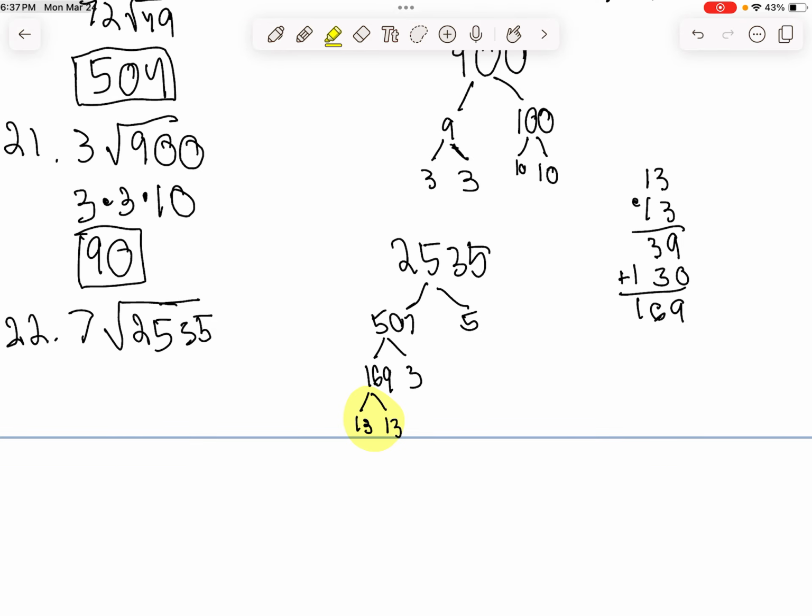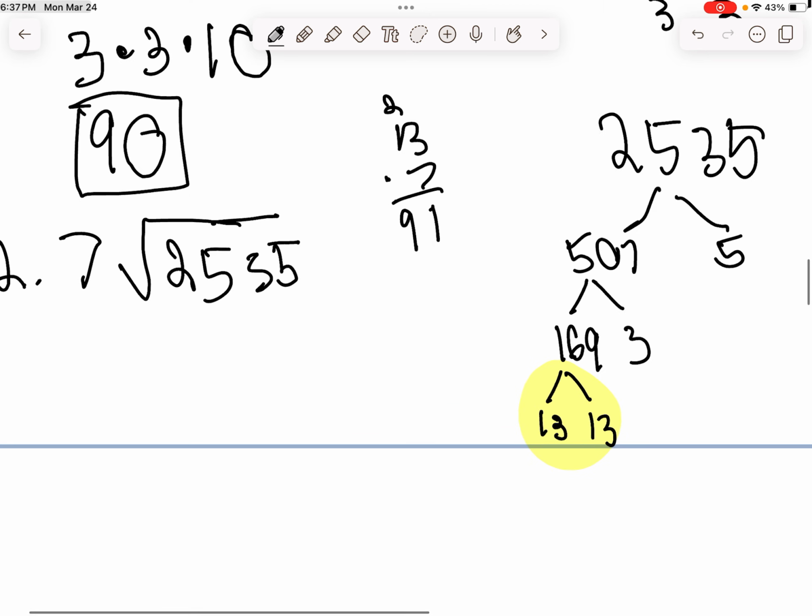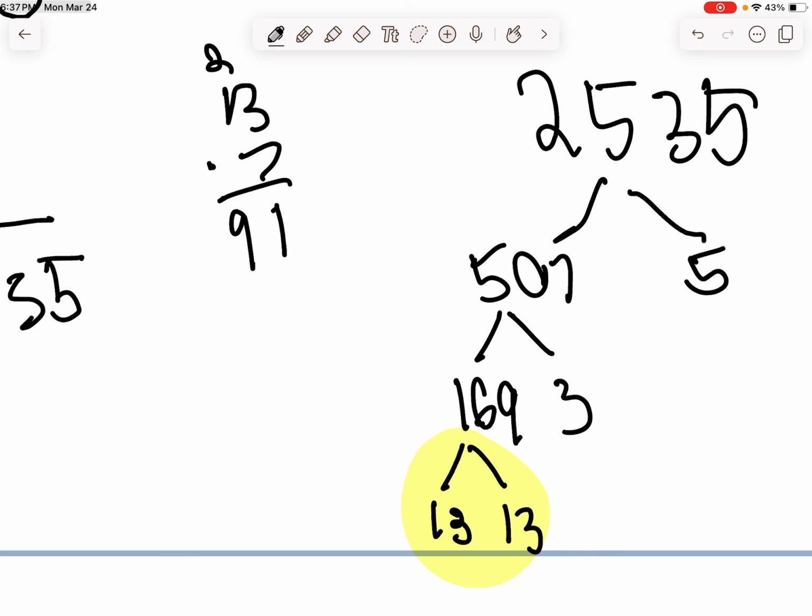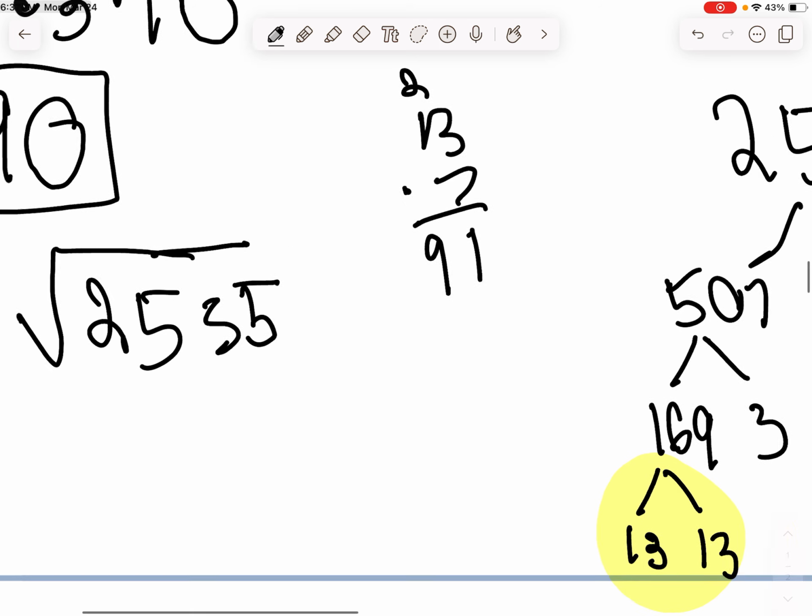Anyway, avoiding yapping. This is the only perfect square out of these. So we have 13 times 7. Where do we get the 7? Over here. 13 times 7, 91. Oops, I should just leave it there for now. So we have 91 times square root of 15, I think.